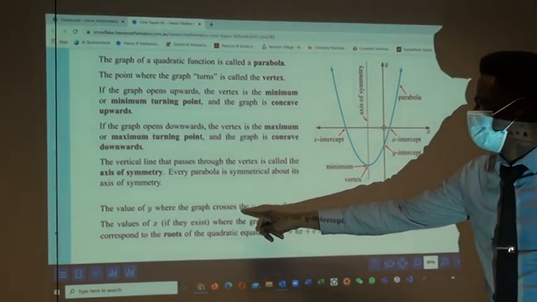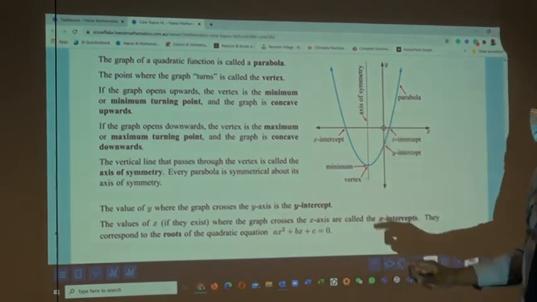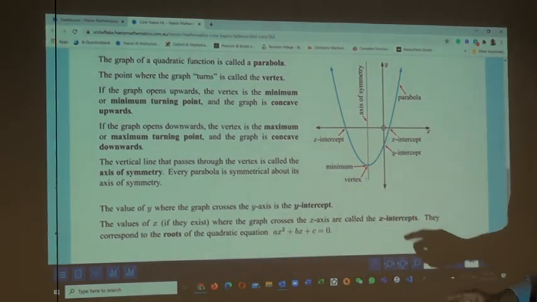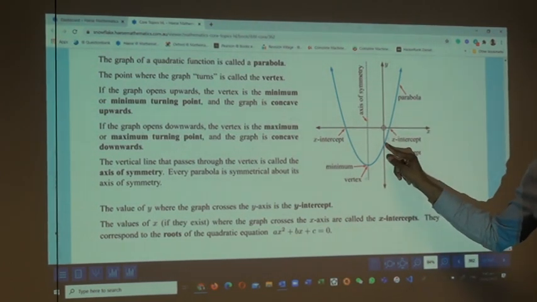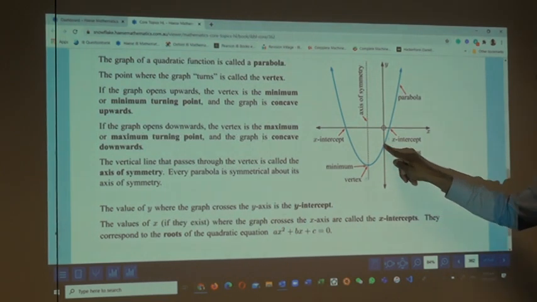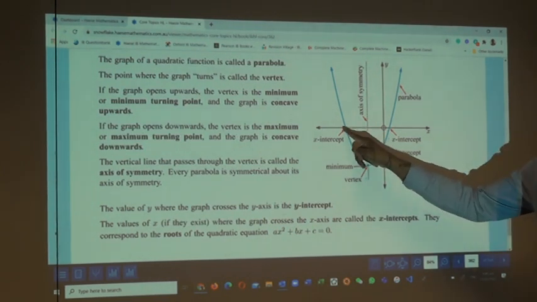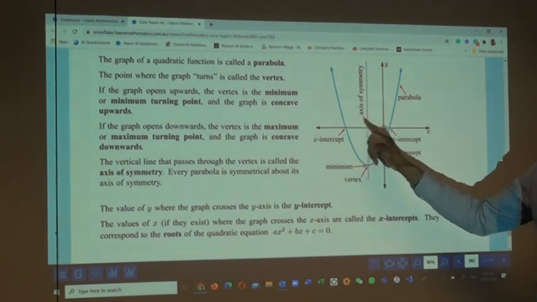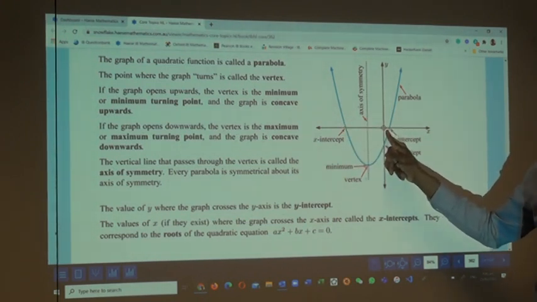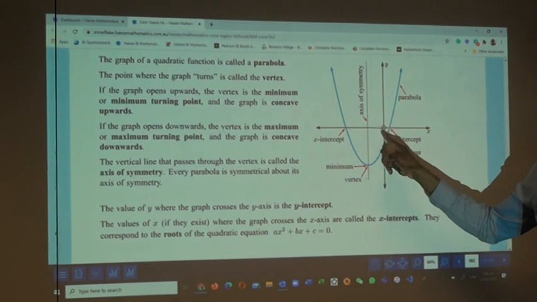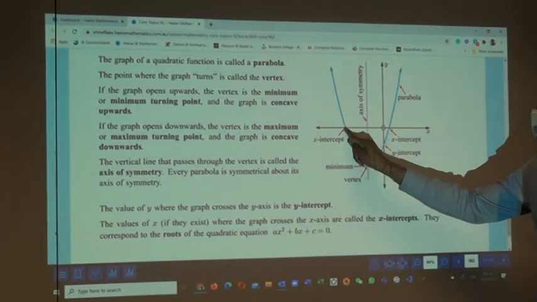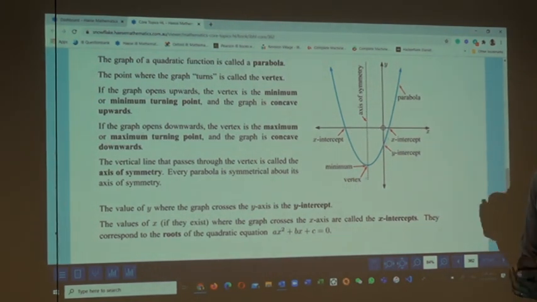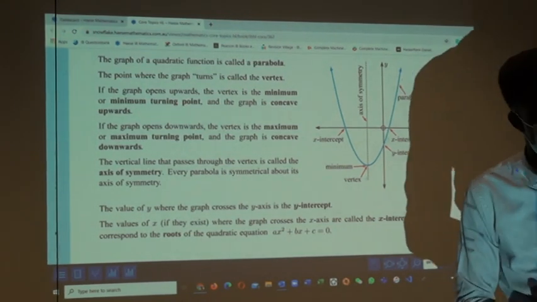Now, the value of y where it crosses the y-axis is the y-intercept. I think we know this even from rational functions. We always talk about y-intercept. So this is our y-intercept. The x-intercepts are used to find the roots. Okay, we'll talk more about that later, but I think you are familiar with this also. So the x-intercept is where it crosses the x-axis, the y-intercept is where it crosses the y-axis. Any questions? So this is all about the paper that I've given you.